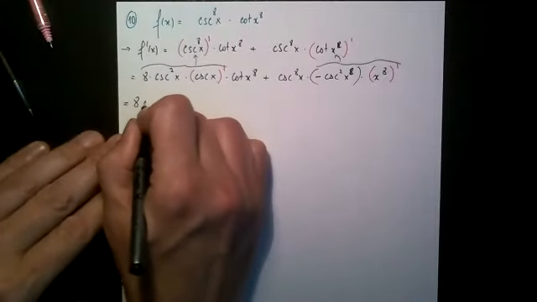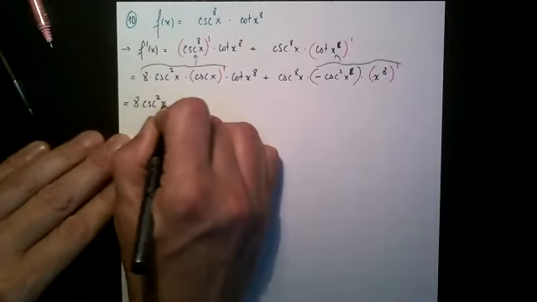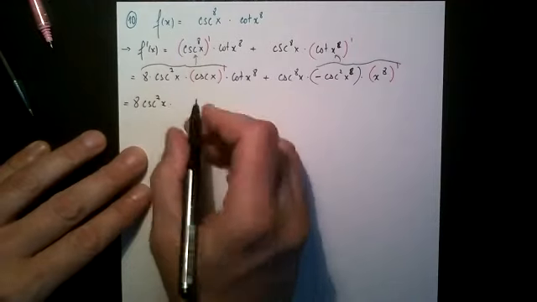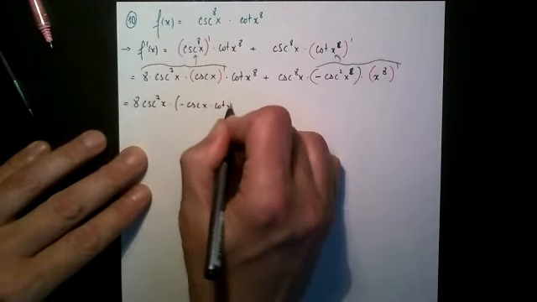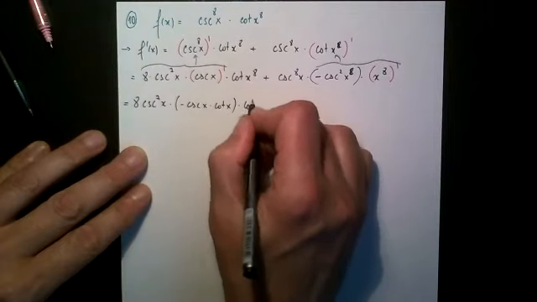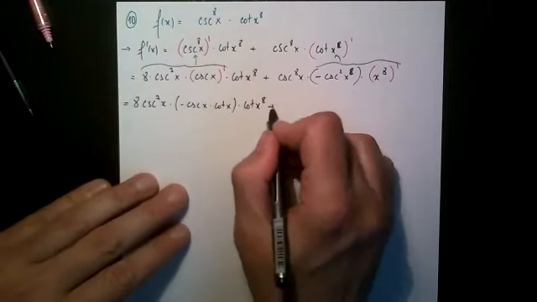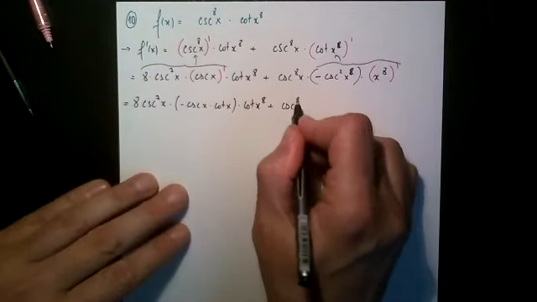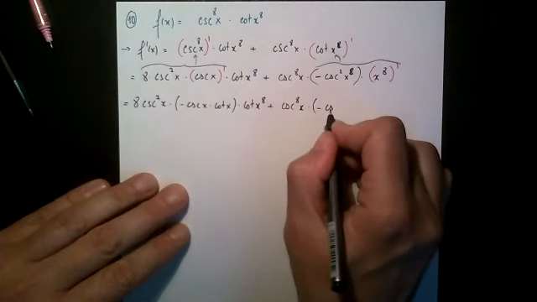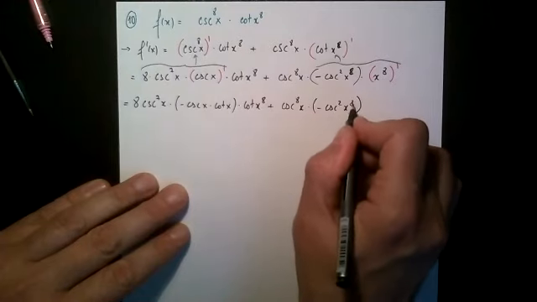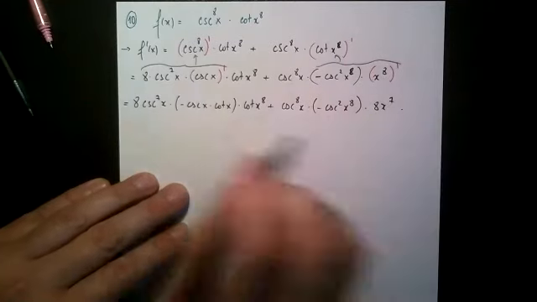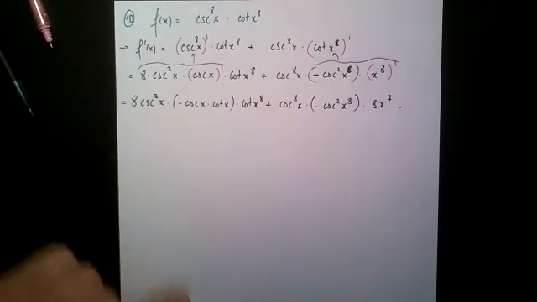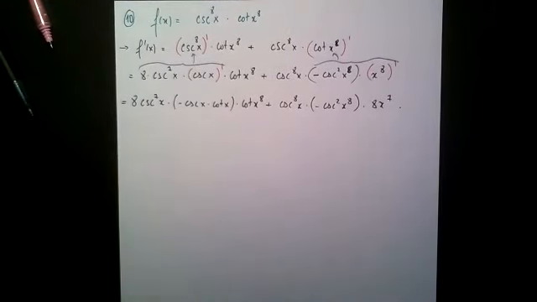So equals 8 times cosecant^7 of x times the derivative of cosecant. We know it's negative cosecant times cotangent, and then times the cotangent of x^8, plus cosecant^8 of x times negative cosecant squared of x^8, and times this is 8x^7, and I'm done. This is my answer. No more primes, no more derivatives.